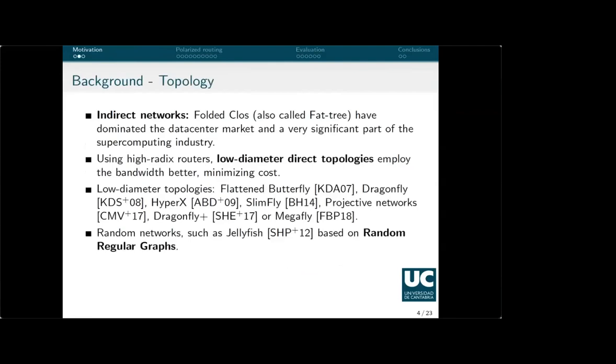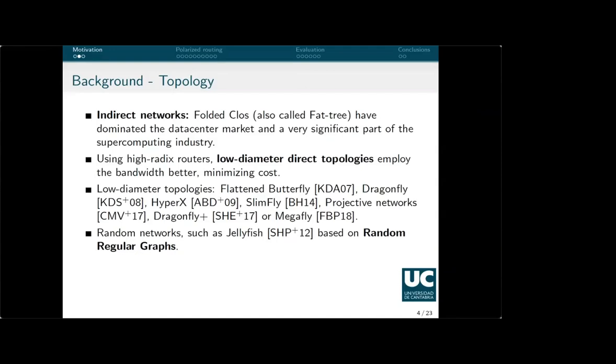The most abundant topologies are variants of fat trees, also called folded Clos networks. These are very well understood and have many good properties. However, especially when using high-radix networks, low-diameter topologies can reach greater bandwidth with lower cost. Of course, for any of these topologies, it is necessary to equip it with a routing algorithm and to decide other matters such as their physical layout.